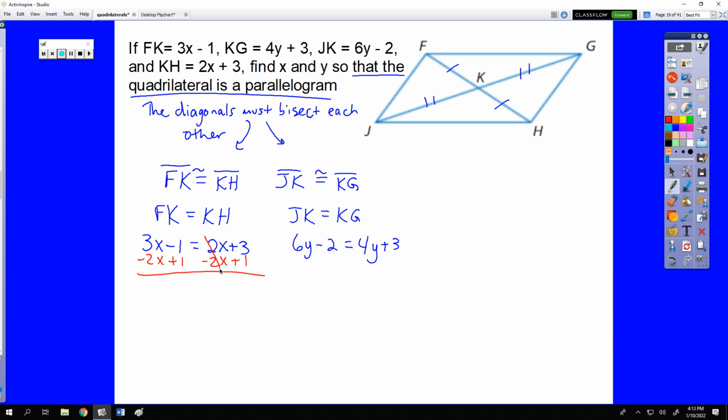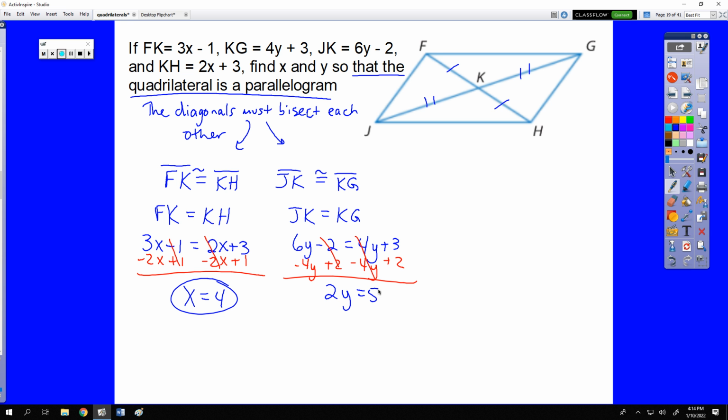So we would go in here and solve these equations, and we would get that x would have to equal 4, and y, when we move the y to one side, we would get 2y equals 5.